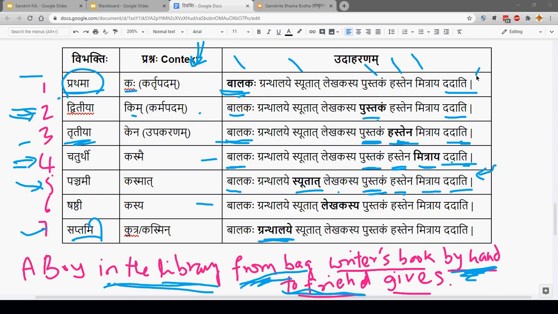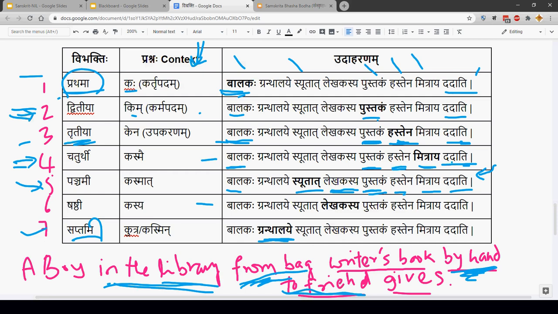But now the next question is whose. Whose is not on giving, right? It's not who's giving. The question is whose book. So this whose question is not related to the verb. It is related to some other noun in the sentence. So in this case it is Pustakam. Lekhakasya Pustakam is the answer. Lekhakasya means of. Whose book? Writer's book. So Lekhaka is the base word, and we add the sixth case ending.